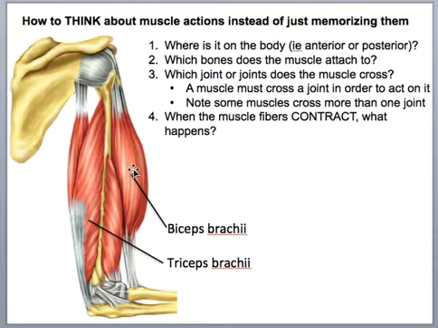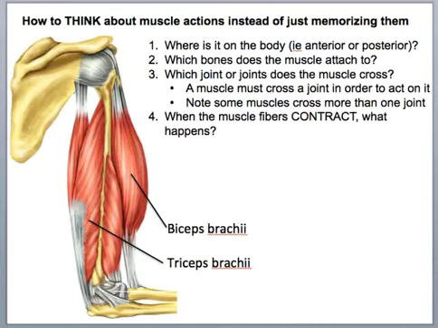It's gonna attach to my shoulder. It's gonna attach to my radius and/or ulna. And then when it's on the anterior side of my arm, and when I contract it, it's gonna pull my forearm this way, and that's a flexion, right? So try to do that a little bit. Try to think about muscle actions instead of just memorizing them.